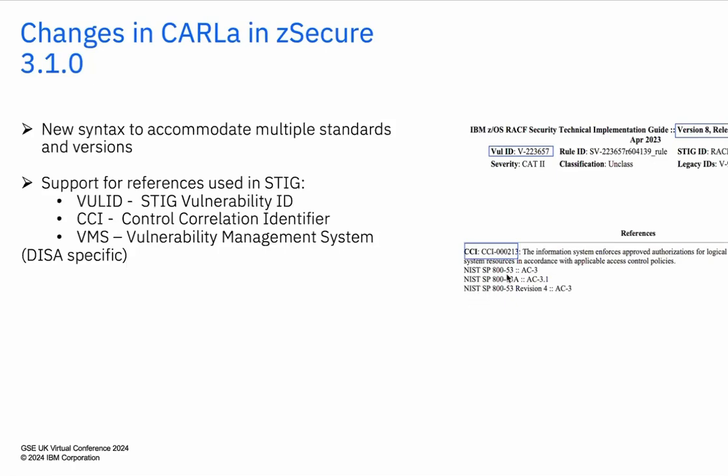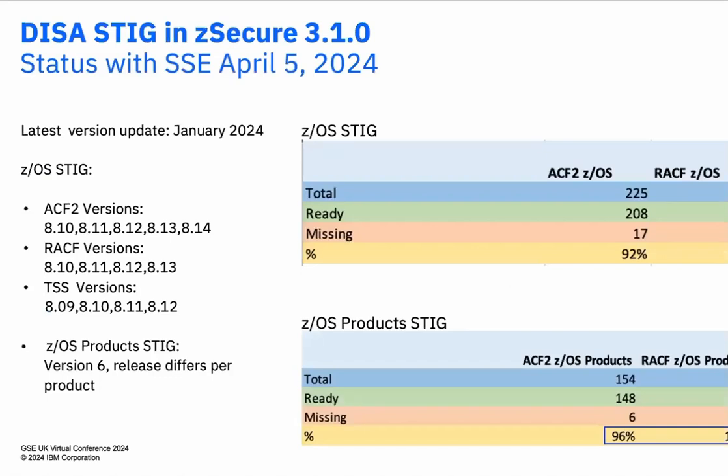Okay. This is our current coverage as of April 5, with the SSC that we released in April. So this is the ZOS STIG, and this is the ZOS product STIG. And these are the versions that we currently support. As you can see, there are many versions available.